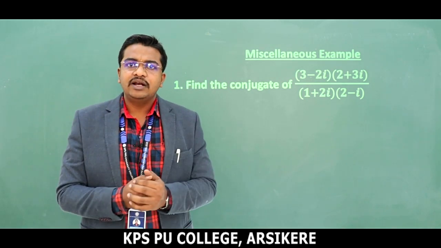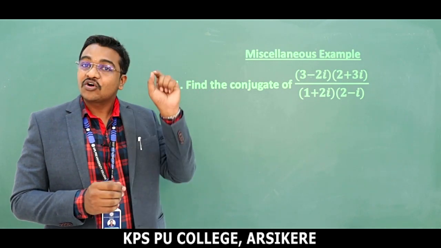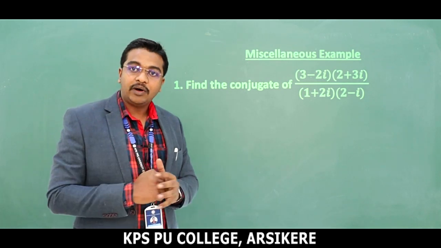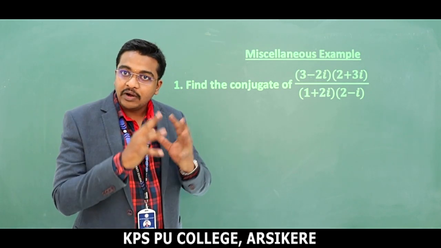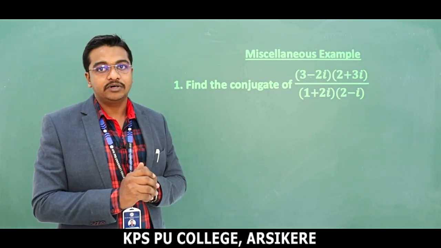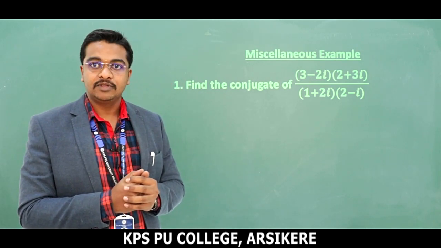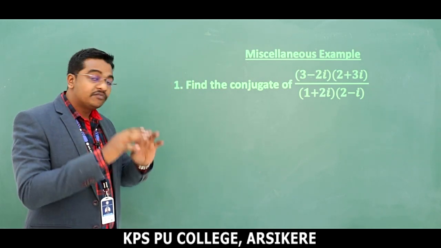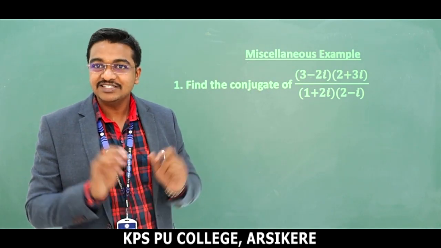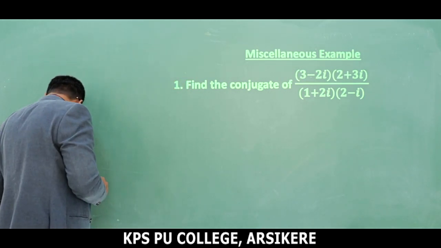In a previous class we discussed that when z is equal to x plus iy, the conjugate of z, written z bar, keeps the real part as it is and changes the sign of the imaginary part. Then the conjugate becomes z bar is equal to x minus iy. Similarly in this problem also, first we have to convert the given complex number to the general form, z is equal to x plus iy. First write the given expression.